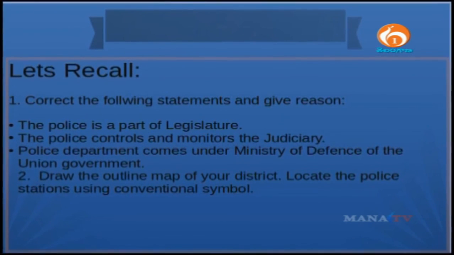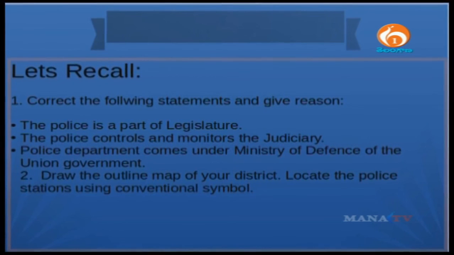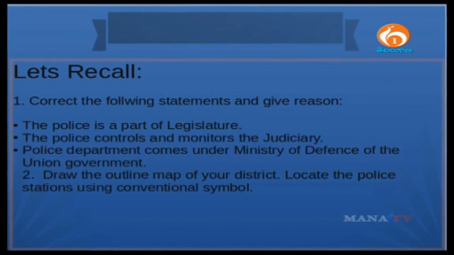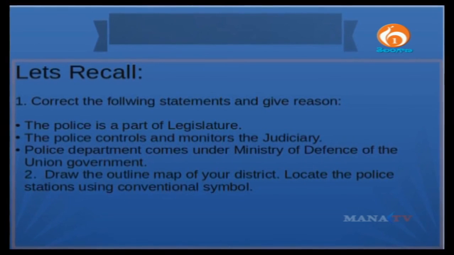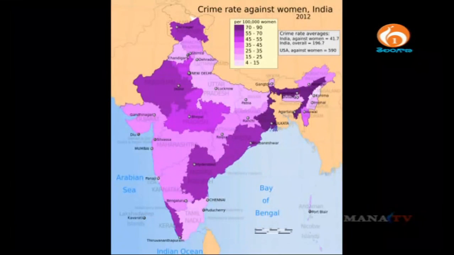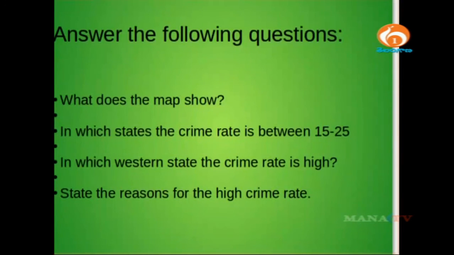Second question, draw the outline map of your district. Mark the police stations using the conventional symbols that you have learned in class 6th. Observe the map that is shown and answer the questions that follow. What does the map show? In which states is the crime rate between 15 to 25? In which western state is the crime rate high? State the reasons for the high crime rate.